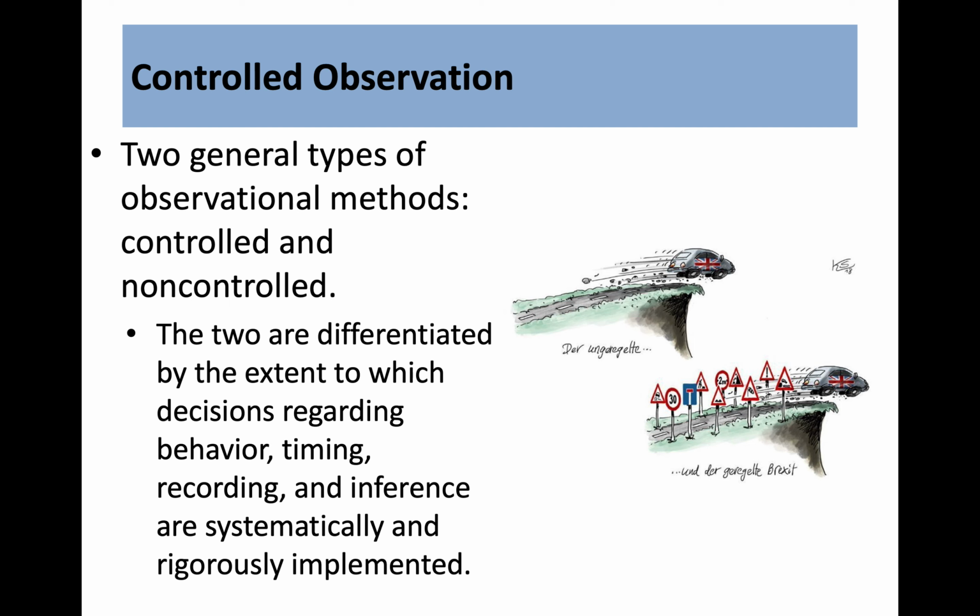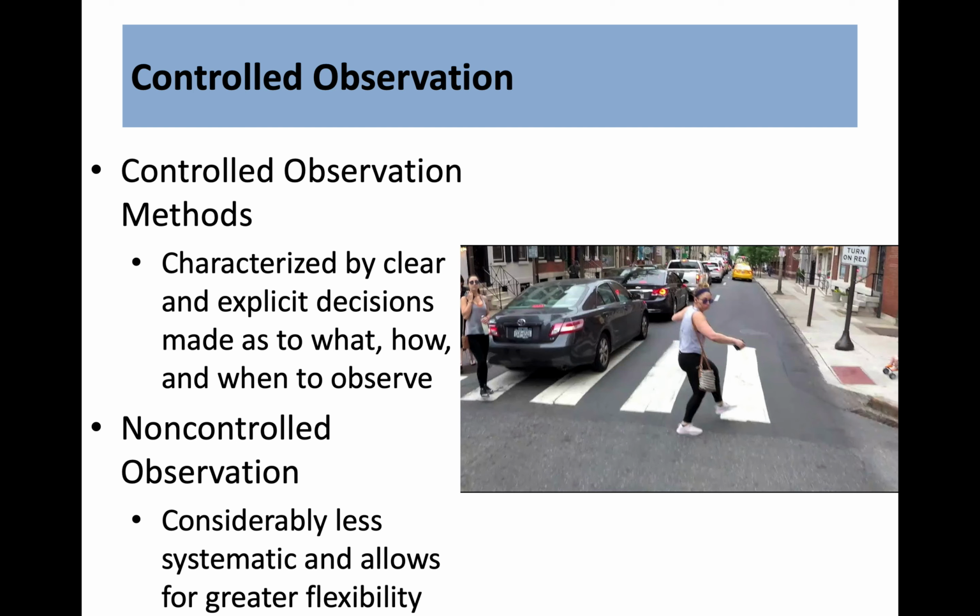The two are differentiated by the extent to which decisions regarding behavior, timing, recording, and inference are systematically and rigorously implemented. Controlled observation methods are characterized by clear and explicit decisions made as to what, how, and when to observe. Non-controlled observation is considerably less systematic and allows for greater flexibility.